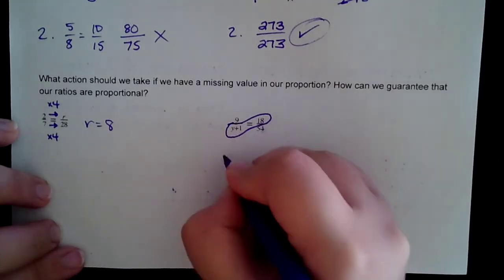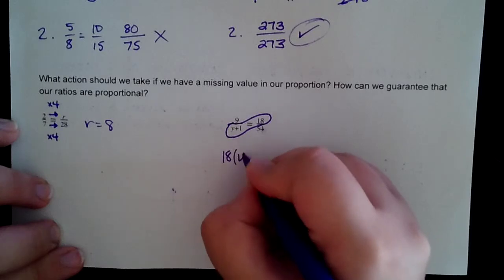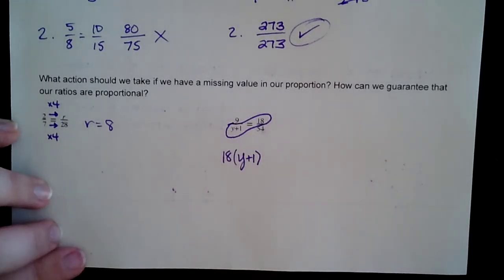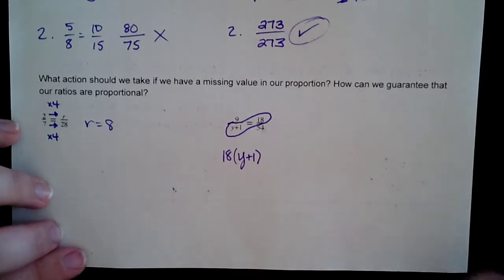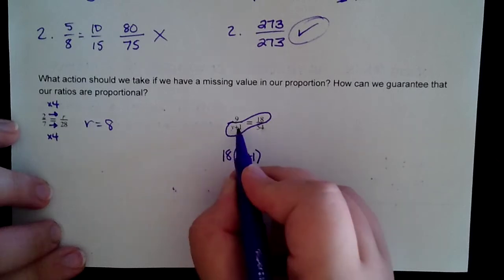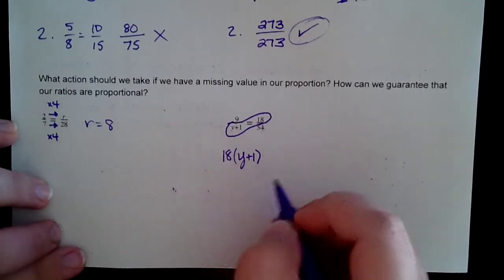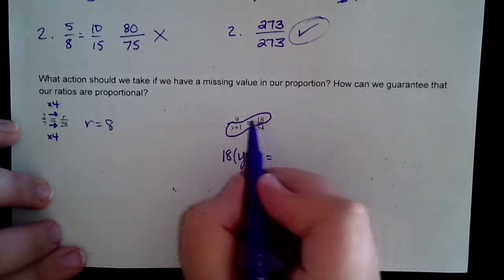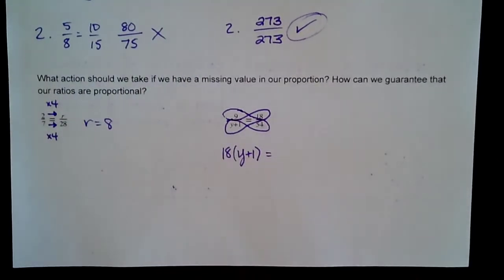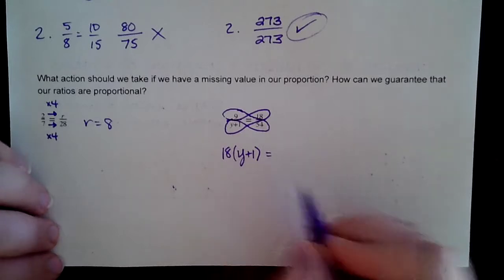I'm going to cross multiply here, and I'm going to say 18 times (y plus 1). Notice this is a quantity, so we have to keep the quantity together. We cannot break it up. We can't forget our parentheses because it's all together here. It has to be all together there. Keep going and cross multiply the other side. Once we do that, we're going to set it equal.